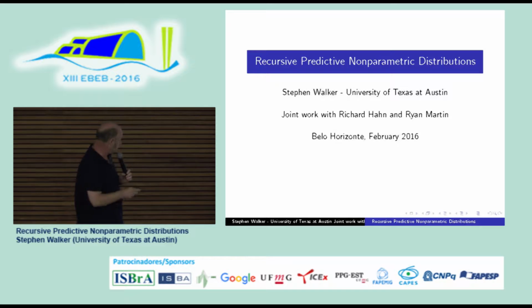So this is recursive, predictive, non-parametric. Everything would be quite straightforward in the predictive setting. And this is joint work with Richard Hahn, who's at Chicago, and Ryan Martin, who currently is at UIC, Illinois, but is moving to North Carolina State University in the fall.